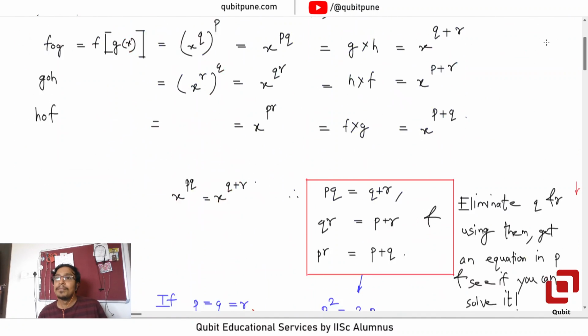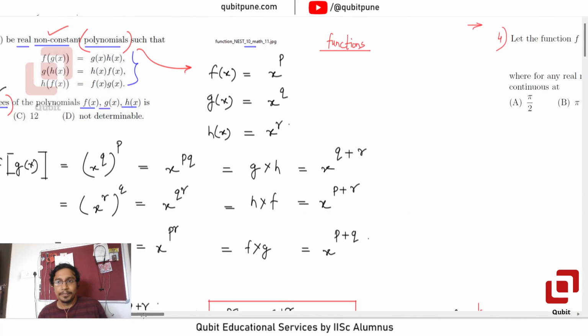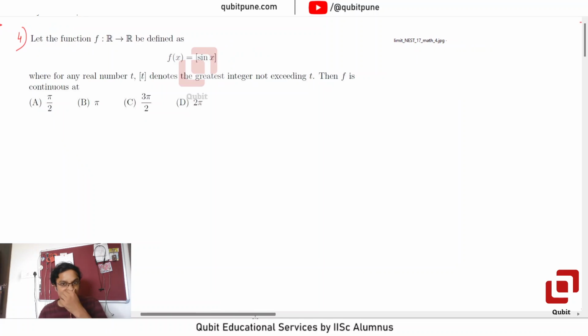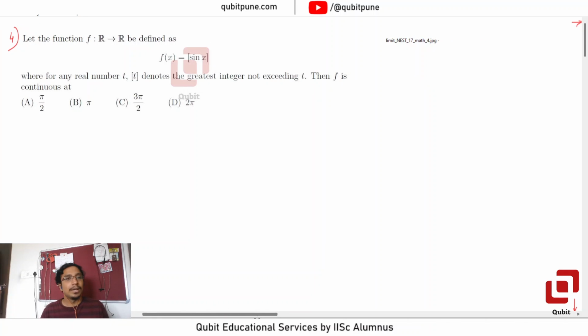Okay. Now let us go to question 4. Continuity question from NEST 17. Let the function f from R to R be defined as f of x equal to box x, where for any real number t, box t denotes the greatest integer not exceeding t. Then f is continuous at pi by 2, pi, 3 pi by 2, 2.